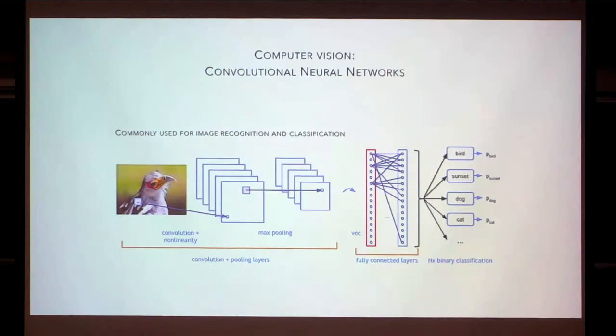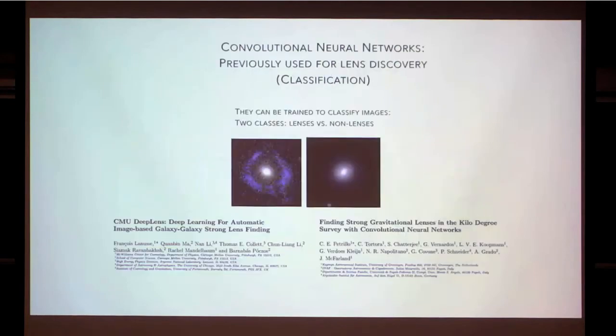These are designed specifically for image analysis, and mostly they're used for classification. So the neural network would look at an image of a bird or a cat or a dog, and it would classify it as different categories. And a few years ago, people started to use this for lens finding. So they would train them in a supervised way to find lenses. They would look at an image and say, that looks like there's gravitational lensing going on, that's a background source being lensed. This one doesn't look like it. So they would find gravitational lenses with this.